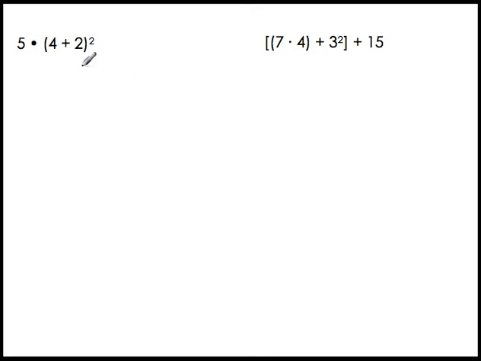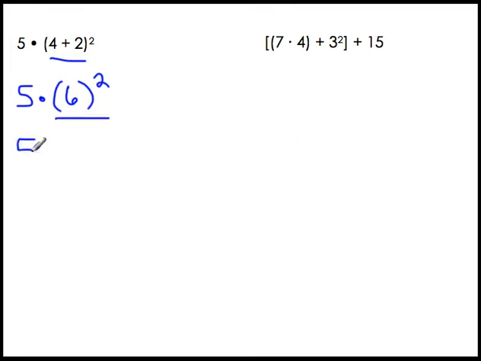Next one. Now we do have parentheses, so I need to work out what's inside there. So I'm going to bring down the 5 times. Remember, dot means times. Now 4 plus 2 is 6. And then I'm going to drop down the squared. Okay? Now we still have an exponent, so I'm going to do that first.